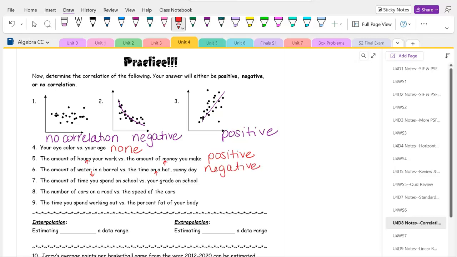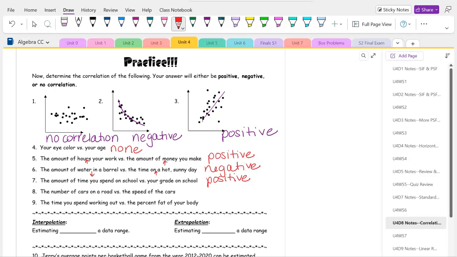The amount of time you spend on school versus your grade in school, in general, this is positive. If you're coming to school every day, if you're working outside of school on your assignments, a lot of times you're doing much better than people who do not come to school and do not work on their assignments.